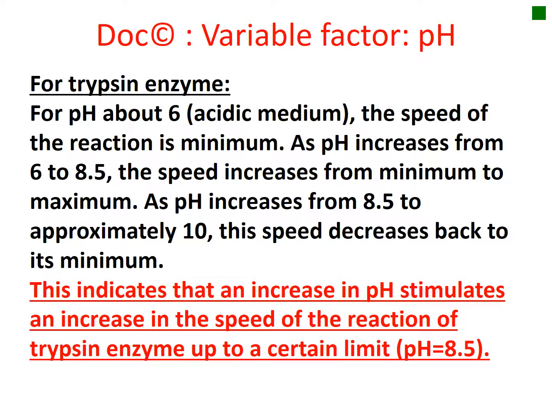For trypsin enzyme, for pH equals 6, acidic medium, the speed of the reaction is minimum. As pH increases from 6 to 8.5, which is basic, the speed increases to its maximum. And as pH increases from 8.5 to about 10, the speed decreases back to its minimum. So this indicates that an increase in pH stimulates an increase in the speed of reaction of trypsin enzyme up to a certain limit, pH equal 8.5.